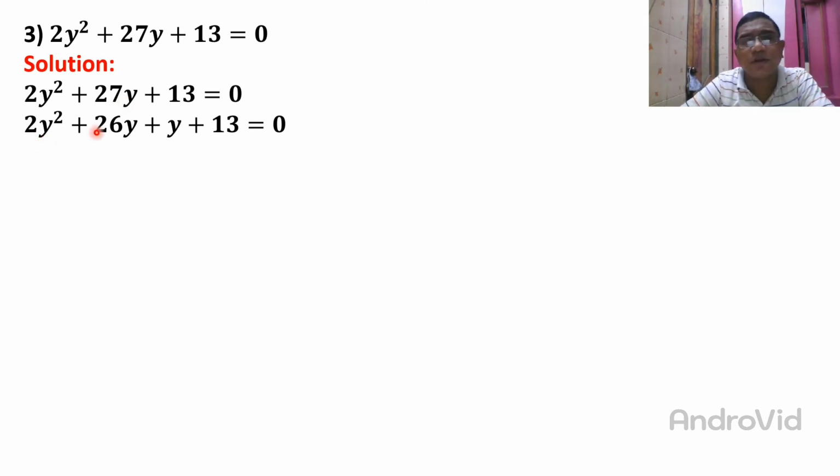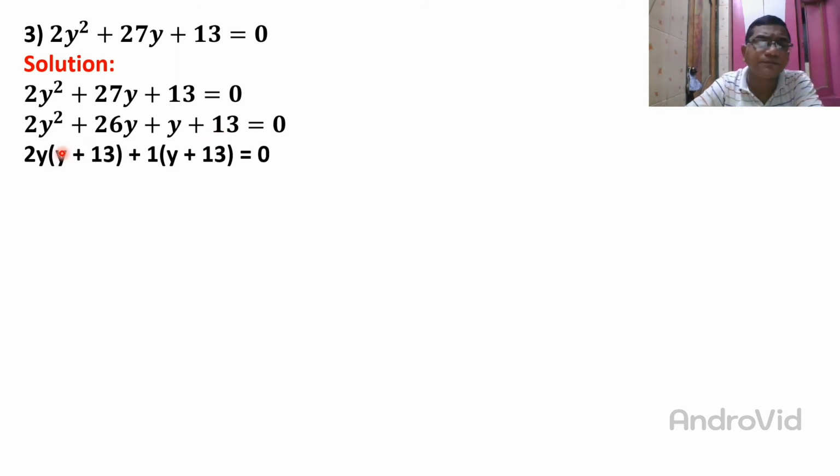So 2y square plus 26y plus y plus 13. 26y plus y is equal to 27y. Which is the first term? 2y square plus 26y is the first term. Which is the second term? y plus 13 is the second term. Do you understand, my students?